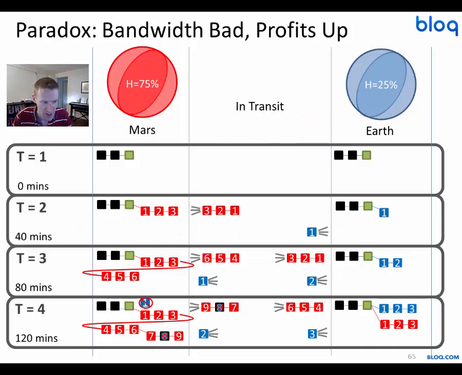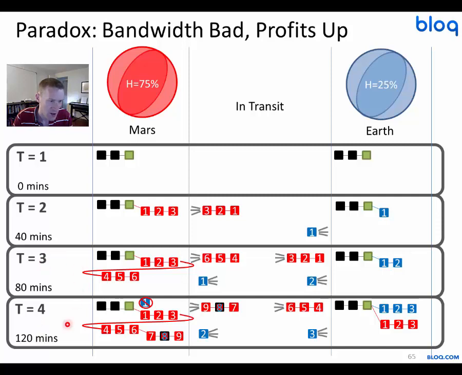So we progress again to time equals 3. Now Mars has found another 3 blocks. 1, 2, 3, 4, 5, 6. Still, only 40 minutes has passed. So still, this block number 1 has not reached Earth. Earth has found 1 more block, block number 2. Earth's blue number 1 has not yet reached Mars.